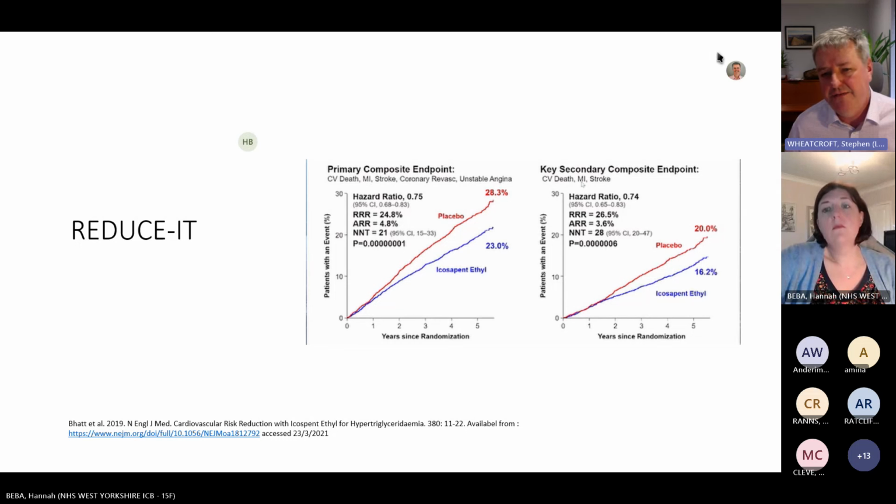And the other potential side effect to remember is that there was a modest increase in atrial fibrillation in the REDUCE-IT trial. So it doesn't necessarily preclude use in patients with previous atrial fibrillation, but it's just something to bear in mind. Next slide.